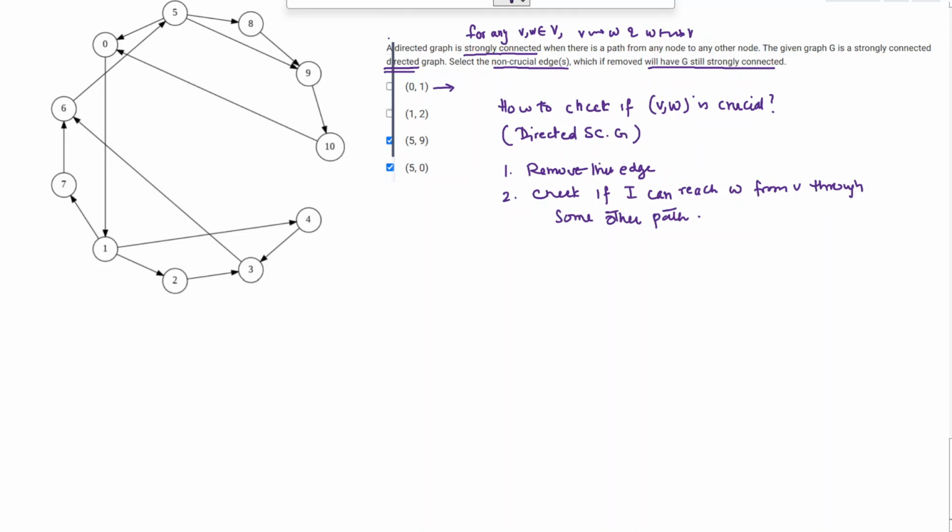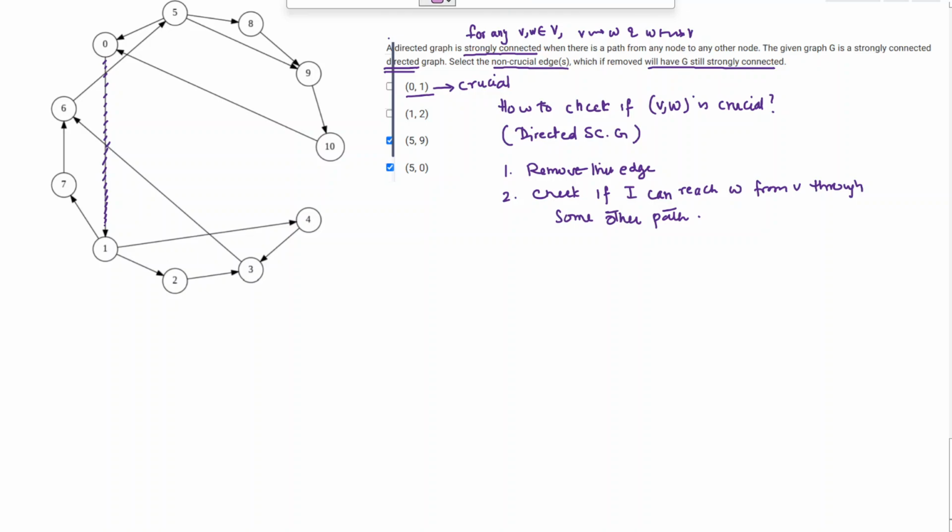So let's do it. If I remove 0 1, I will be removing this line, right? And even if I remove this line, can I still get from 0 to 1? How do I do that? Since if I remove this edge, 0 does not have any outgoing edge, right? Which means you cannot go from 0 to 1. And what does that mean? That means this edge is crucial.